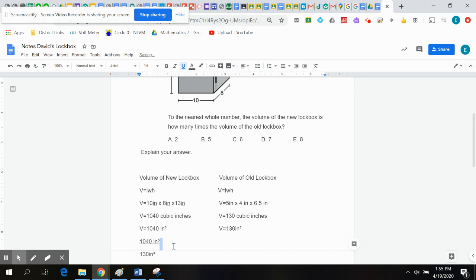Now here's another problem that I saw. When you divide those two, inches cubed divided by inches cubed is equal to 1. So the answer is not 8 inches cubed. The answer is it's just 8 times the volume. So this 8 does not have units. This 8 is just 8 times bigger.